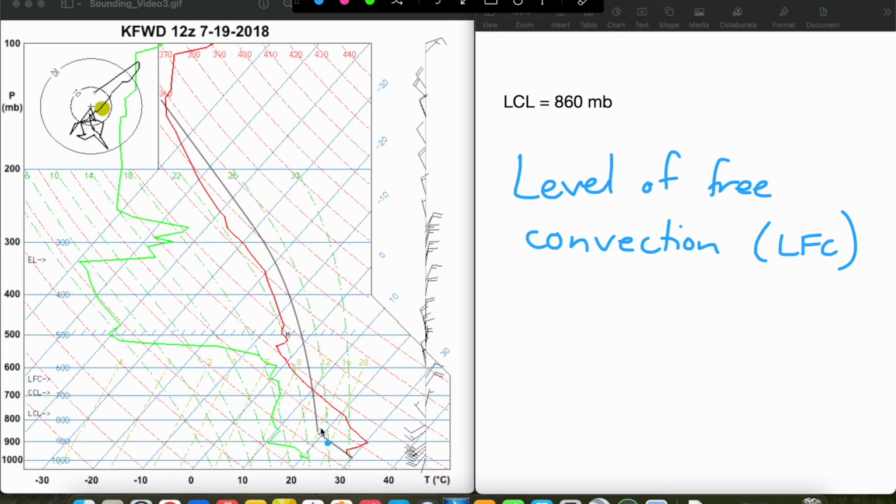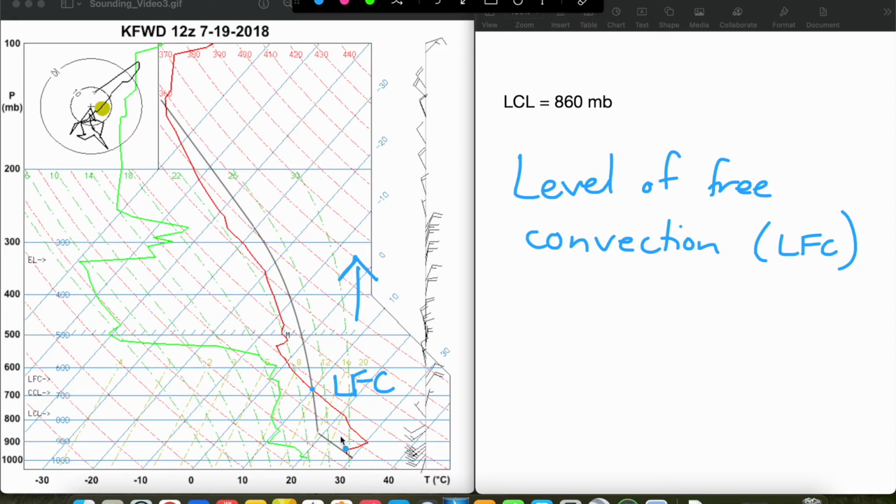And in this case, we look at our parcel trace, we go up, up, up, and then right here is our first point where the parcel becomes warmer than the environment. And above that, you see the parcel trace is to the right of the environmental temperature profile. And that's your LFC. It's very simple. Again, it's the first point where the parcel becomes warmer than the environment. And once it reaches this point, the parcel is able to just freely rise on its own. It doesn't need any outside lifting mechanism to allow it to continue to ascend in the atmosphere.